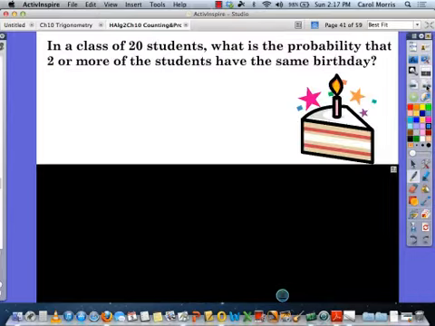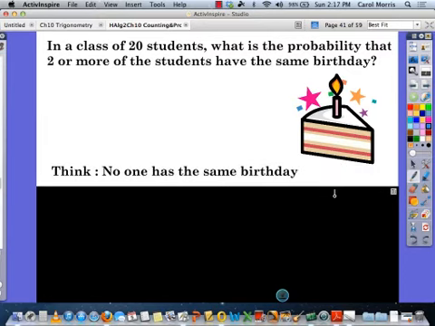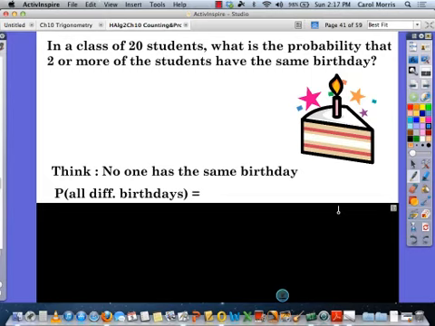Now, the next example gets a little more complicated. In a class of 20 students, what is the probability that 2 or more of the students have the same birthday? We know birthdays can happen any day of the year, so we start thinking, well, 2 or more of the students have the same birthday. What if we said none of them has the same? None of them has the same is basically the probability of all different birthdays.